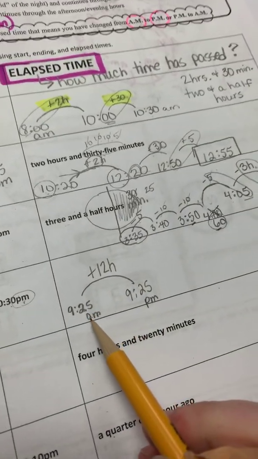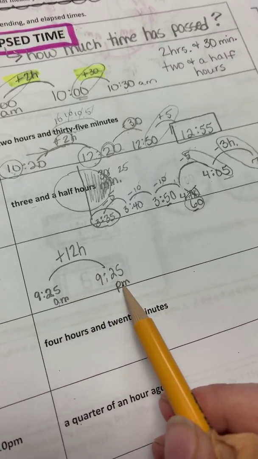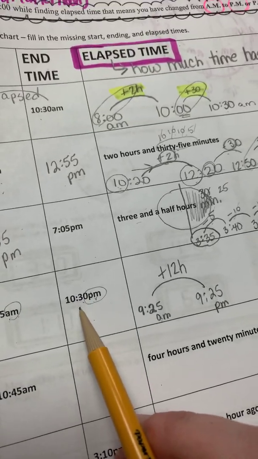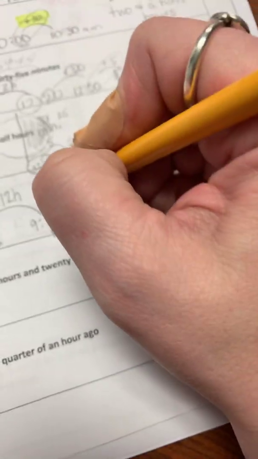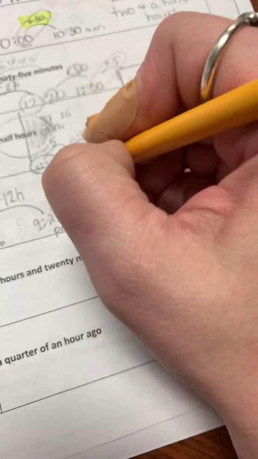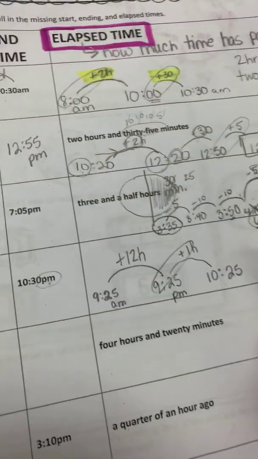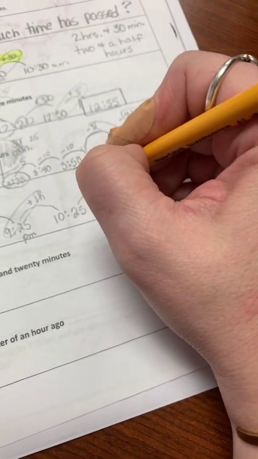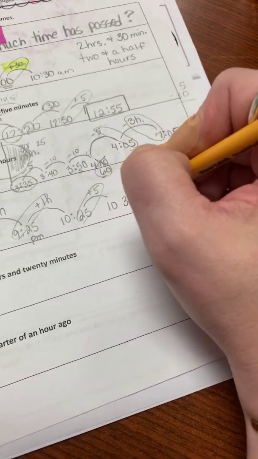I went from 9:25 a.m., almost PE, to 9:25 p.m., about to go to bed, if I'm not already in bed. I need to get to 10:30. So what could we jump? Another hour, because 9 plus 1 is 10. I need to get to 10:30. So what would I add? 5 is right. 25 plus 5 is 30.